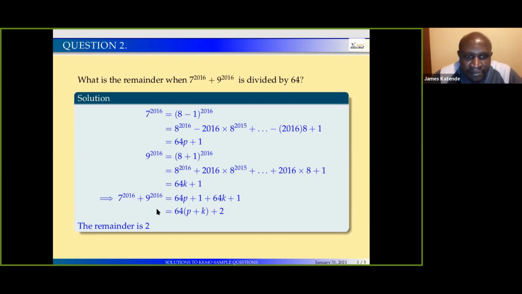Now, when we add them, we get a multiple of 64 plus 2. So that gives us the answer. The remainder, when we divide this quantity, 7 raised to 2016 plus 9 raised to 2016, by 64, the remainder will be 2.